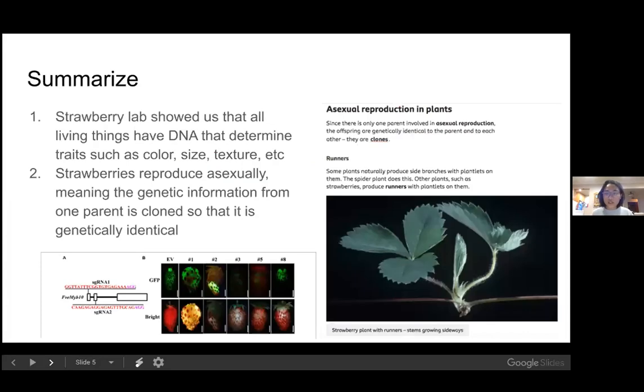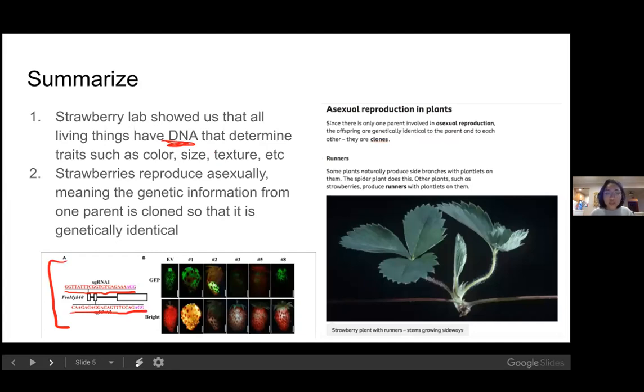All right, so continuing to summarize what we learned in the strawberry lab, everything has DNA, and all living organisms have DNA, and that DNA is going to determine physical traits of that organism, like, for example, the color, the size, and the texture of that organism. So that's the DNA that we find in a strawberry, and you notice how they have base pairs over here too. It's going to determine whether strawberries can be big or small, red or pink, etc.